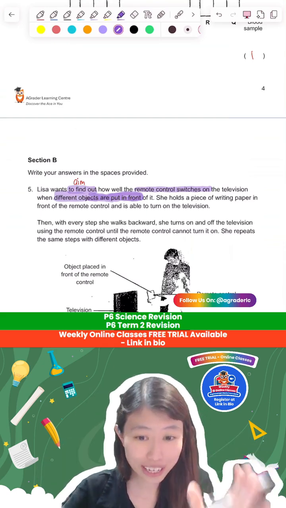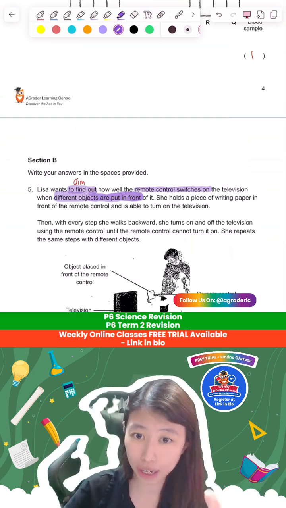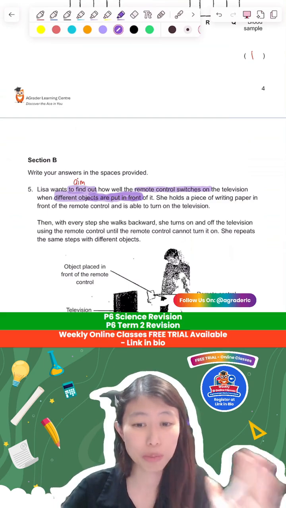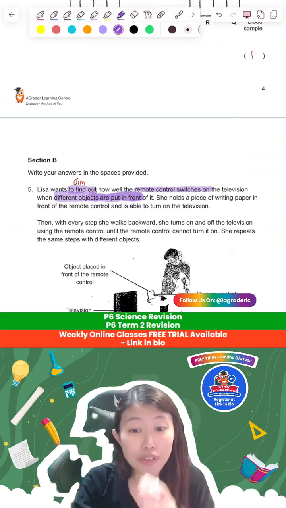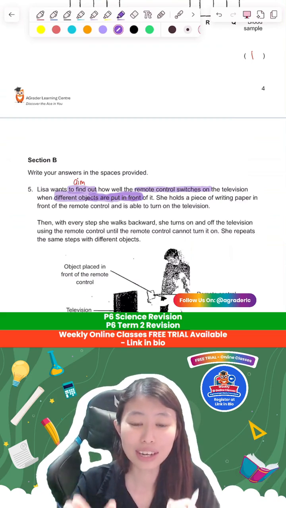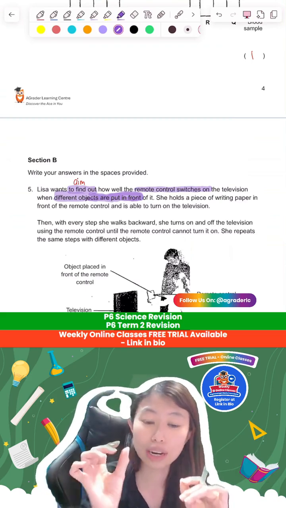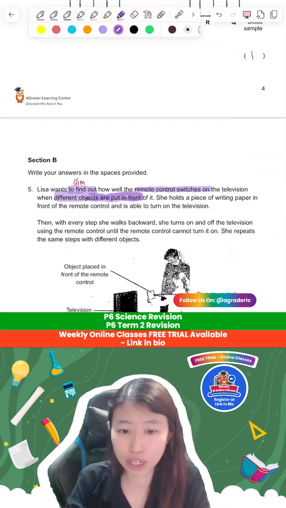Okay. How well the remote control switches on is not my change variable here. Just because it is mentioned first in your aim doesn't mean it is definitely the change variable. So this is a classic example that I'm explaining just now. So for the change variable, look out for the word different. Find out what is different in your experiment.